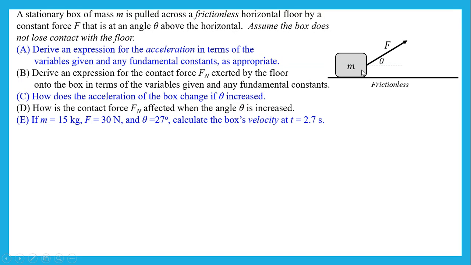Okay, so here's the diagram. We have a box of mass M. The force being applied is a diagonal in the northeast direction. We don't know what F is for now. And then the angle is given to us as theta, and the surface is frictionless. So not too bad. All right, so here's part A, B, C, D, and E.